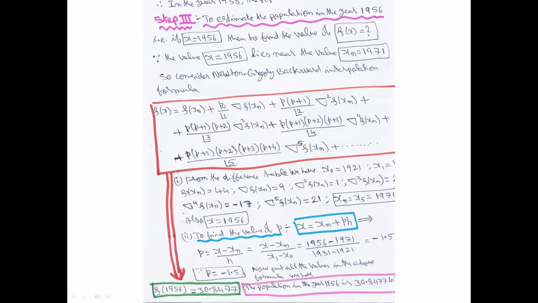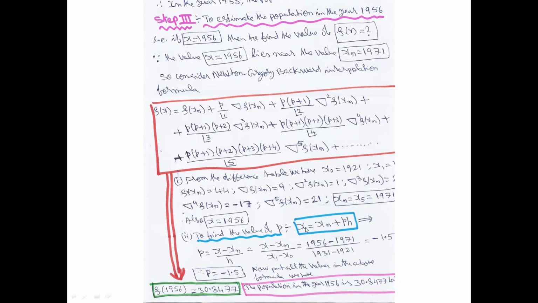Now the new term is p. Let us see how to find the value of p. To find the value of p, the formula is x is equal to xn minus ph. In case of forward, observe carefully. I think I forgot in the previous slide, I might have told the value of x as x naught minus ph. No, it is wrong. Let me correct it once again.